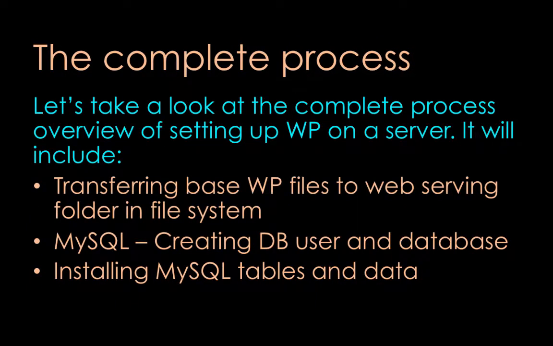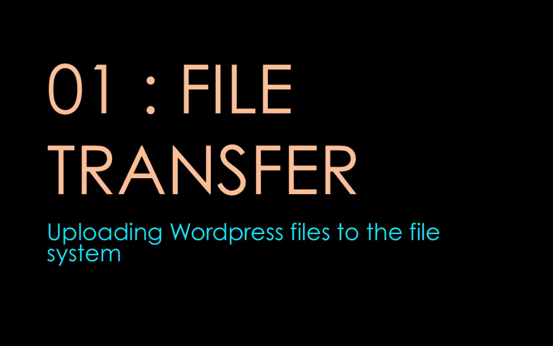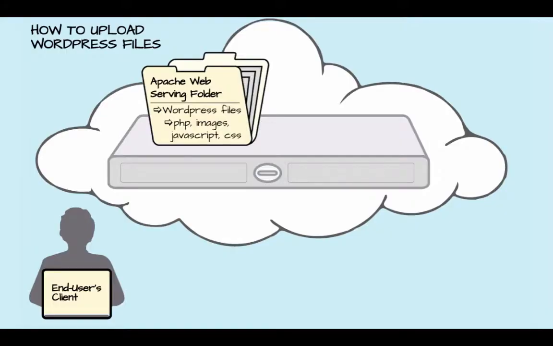So let's talk about the complete process so that you can see how to get WordPress set up on a server. It's going to talk about transferring the base WordPress files to a web serving folder in the file system, about MySQL, so creating a database user and database, and then lastly installing the MySQL tables and the data into that empty database. Okay, so first let's talk about the file transfer. All right, so let's just look at these two components. Forget about the MySQL right now.